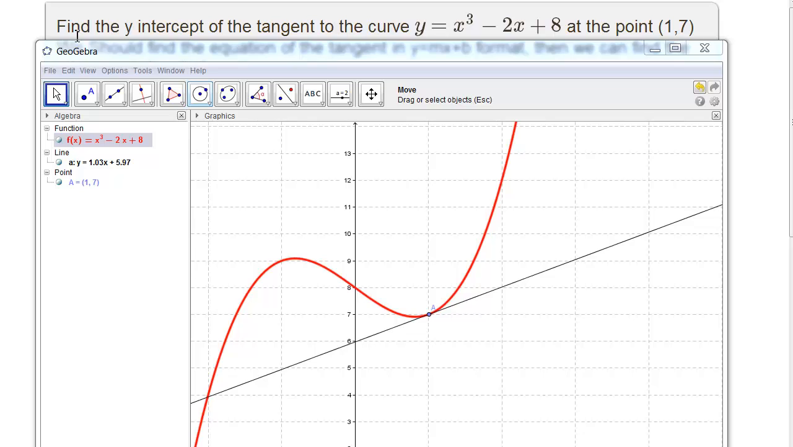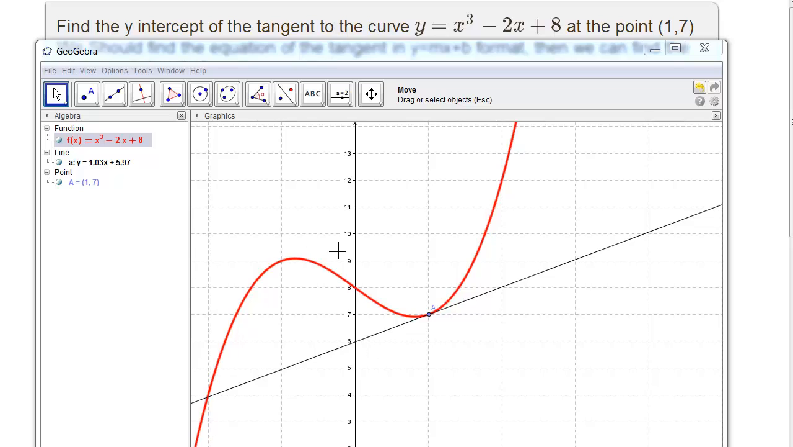And so we're being asked to find the y-intercept of the tangent to the curve y equals x cubed minus 2x plus 8 at the point (1, 7). I've actually plotted this in GeoGebra just to see what it looks like and see where we're headed for.